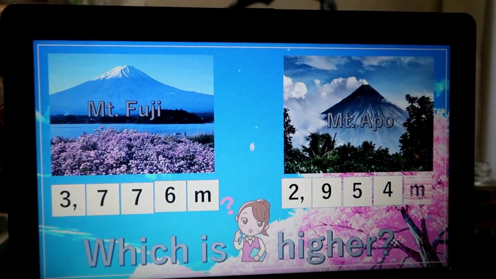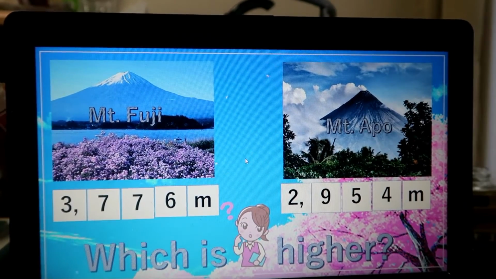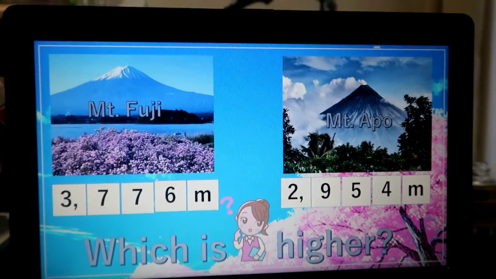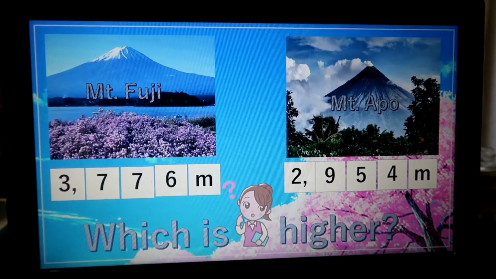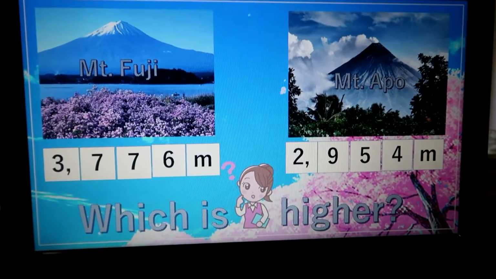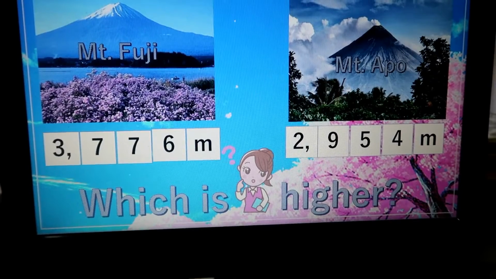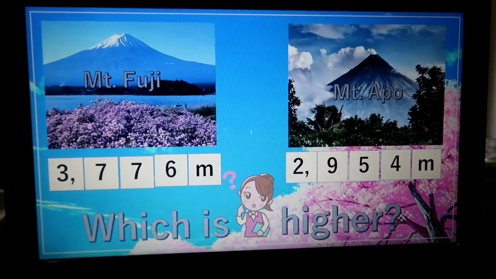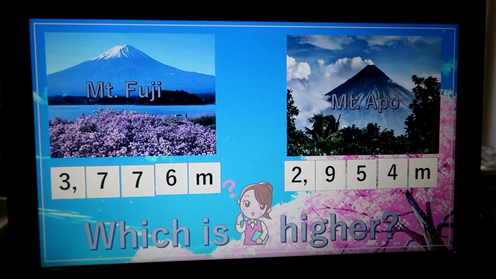When you reveal the answer, make sure that you have already done a survey with the students. For example, who says it's Mount Fuji? Hands up. 1, 2, 3, 4, 5, 6, 7, 8, 9, 10, 11, 12. Okay, thank you. And who said Mount Apo? 1, 2, 3, 4, 5, 6, 7, 8, 9, 10. Okay, so let's reveal the answer.